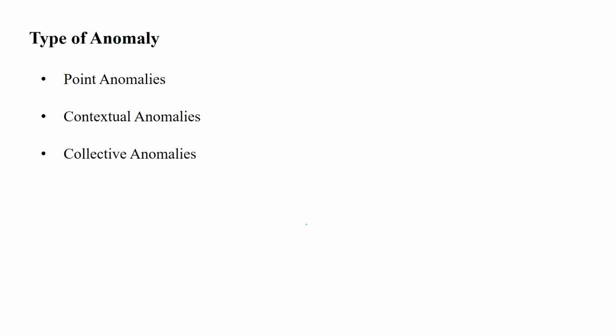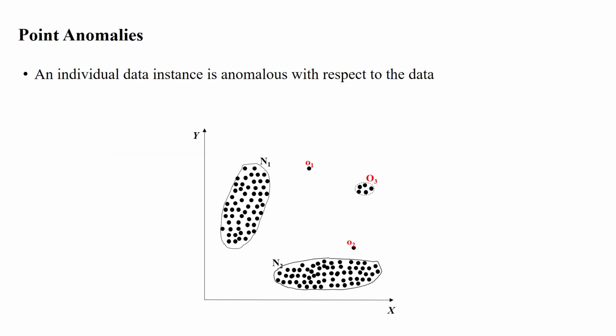And depending upon the type of the anomaly aspect, we have three different anomalies: point anomalies, contextual anomalies, and collective anomalies. Point anomalies: here an individual data point is called anomalous with respect to the normal data. Here this individual data point is one of the anomaly data points. So here every individual such data point is called an anomaly.